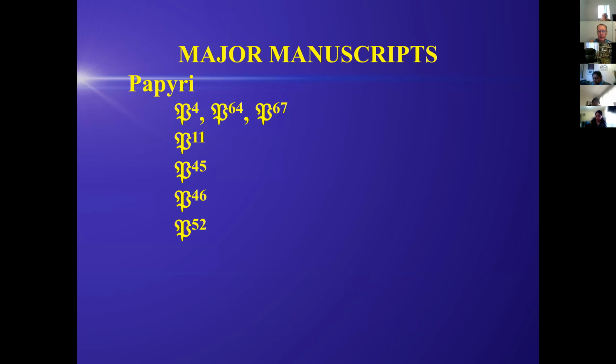P11 was the first papyrus manuscript ever published in modern times by Count Tischendorf. P45 is from the early 200s. It's one of the largest gospel papyri that we have. P46 is 86 leaves of the Pauline epistles from around 200. And P52, we mentioned this earlier as being the earliest manuscript that we have, dating from around 125.